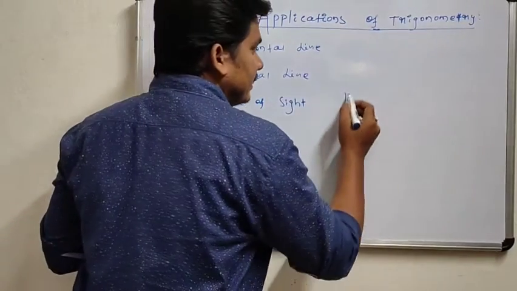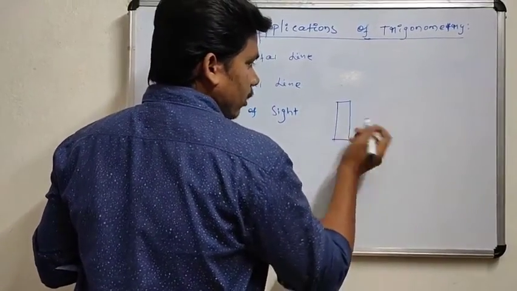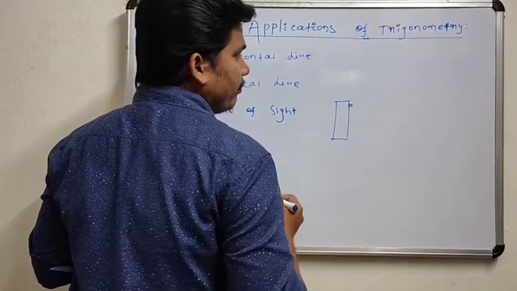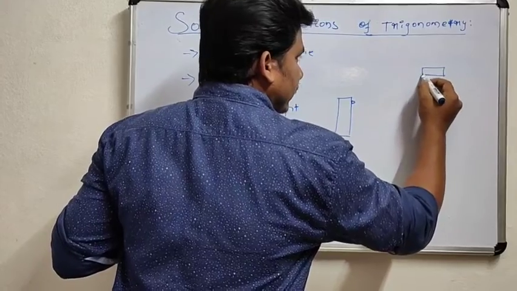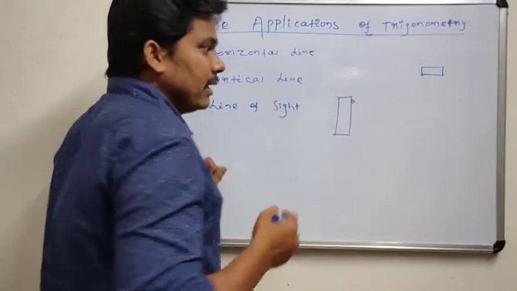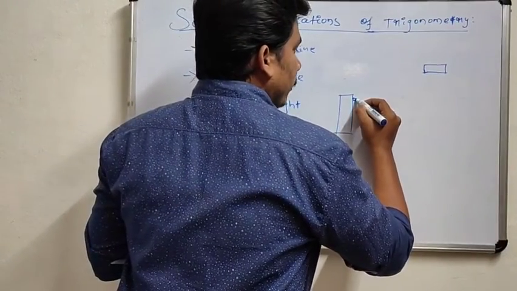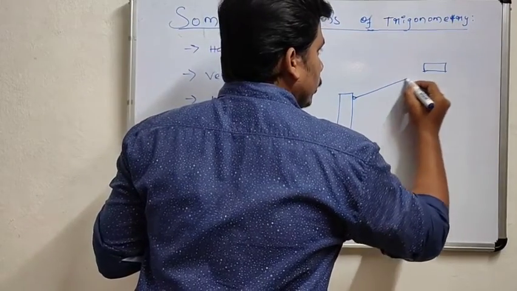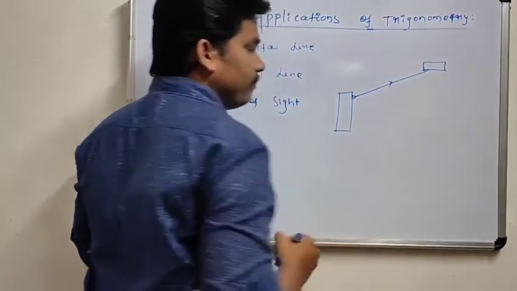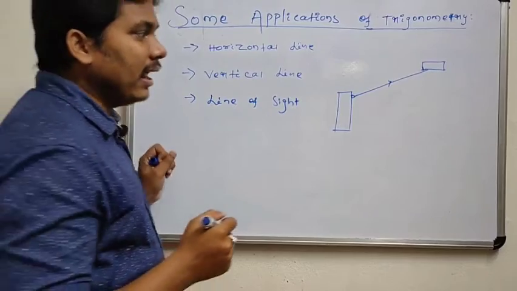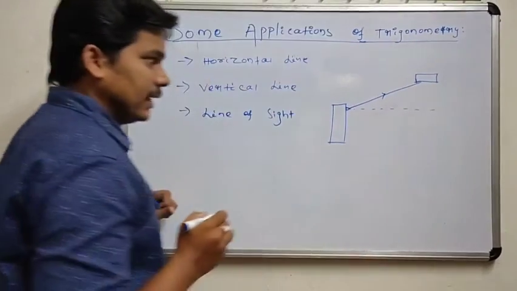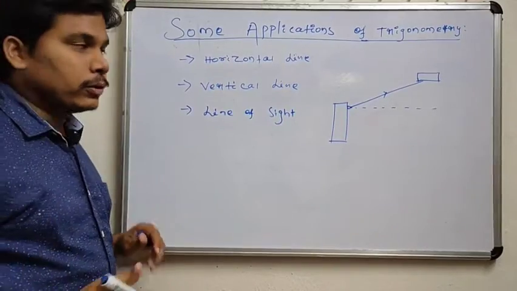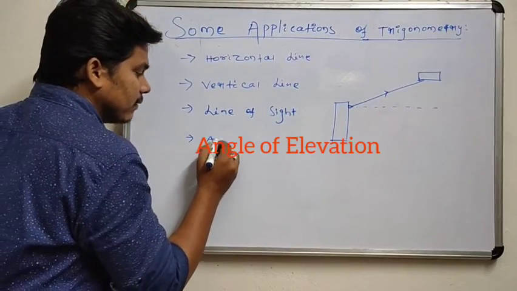Let's take this is an observer, and this is the position of the eye. Let's take this is an object which is above your head. The line joining the position of your eye to this object is called the line of sight. And this is termed as the horizontal line. Now, next we'll move to the angle of elevation.